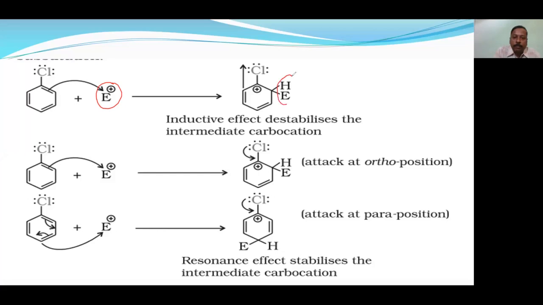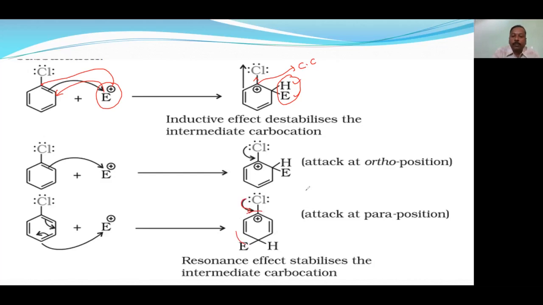So at this place you will find hydrogen and electrophile. Now this is the carbocation. Otherwise you can say that positive charge moved here, electrophile attached here. But see, this is the inductive effect through the sigma bond. But through the resonance effect, see here, this has been stabilized now.